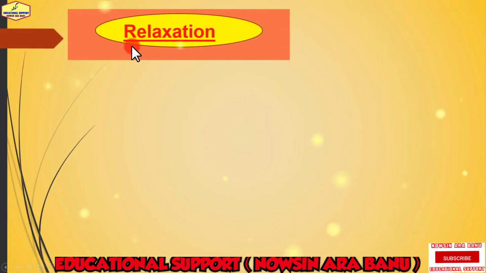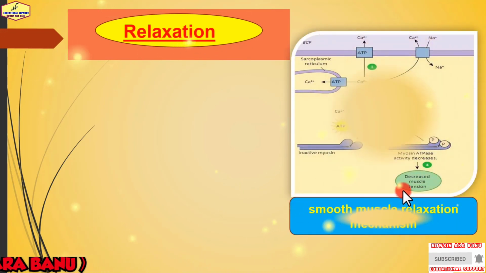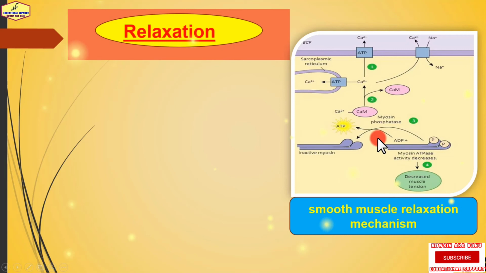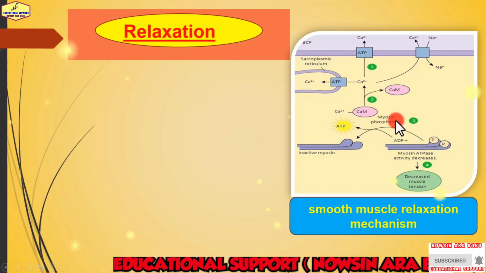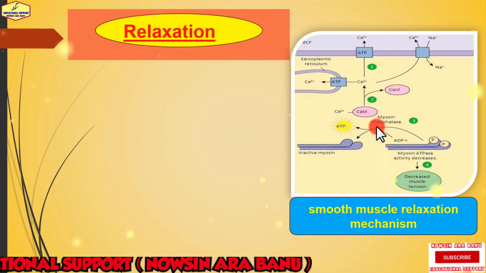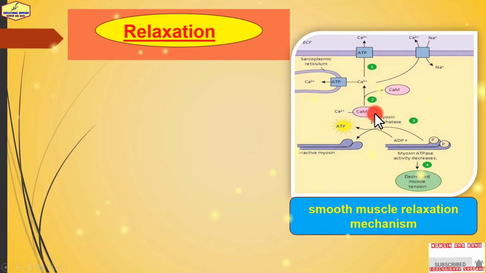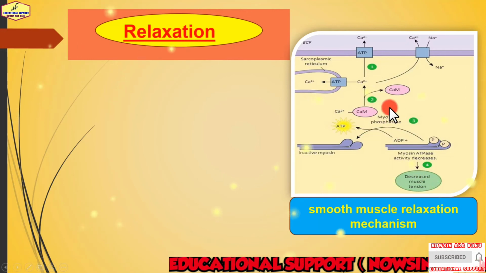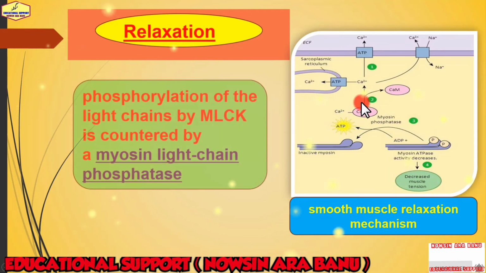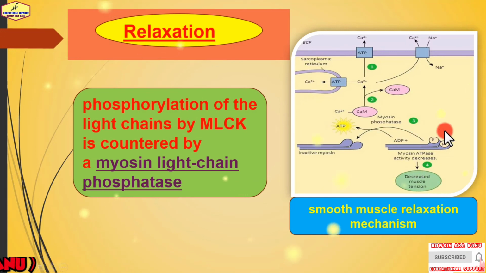So next is relaxation. Do you know what relaxation is? The phosphorylation of the light chains by MLCK is countered by a myosin light chain phosphatase, which dephosphorylates the myosin light chain and inhibits contraction. This is a picture of the relaxation mechanism in smooth muscle.